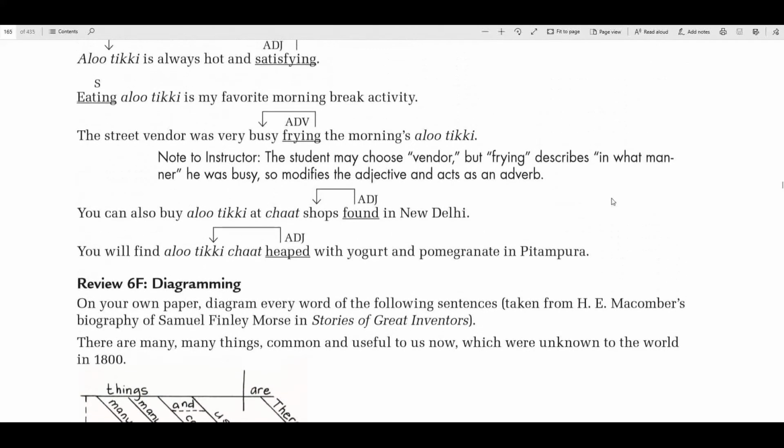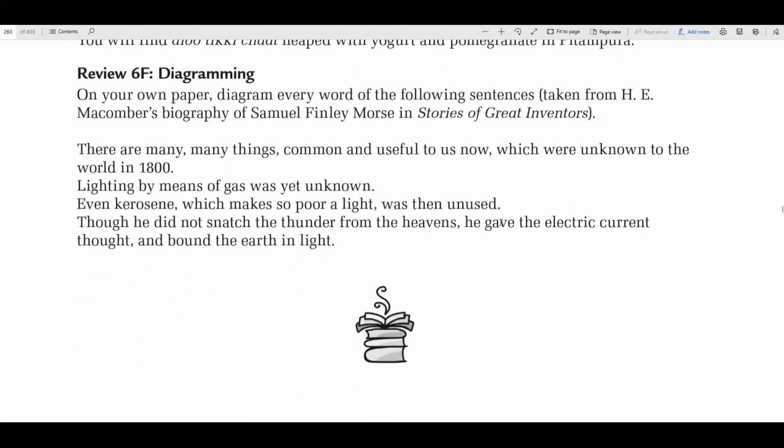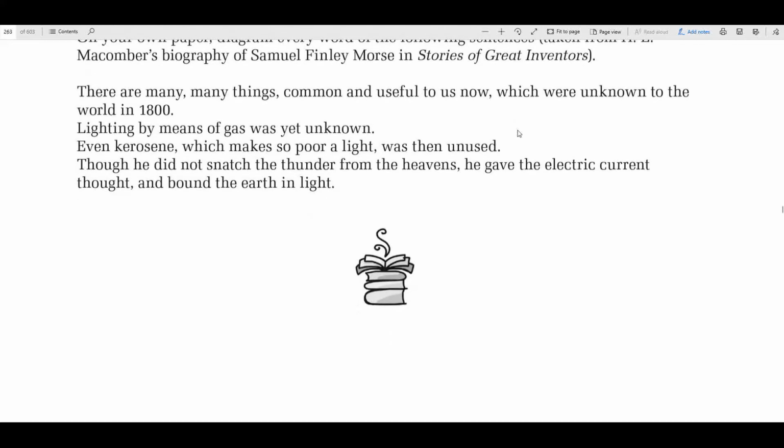Okay, now your favorite section is next. This is the last. It's your favorite because it's last, and it's your favorite because it's diagramming, but that might actually be a falsehood. Okay, on our own paper, we're going to diagram every word of these sentences taken from H.E. Macomber's biography of Samuel Finley Morse in Stories of Great Inventors.